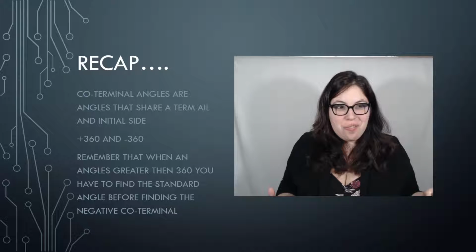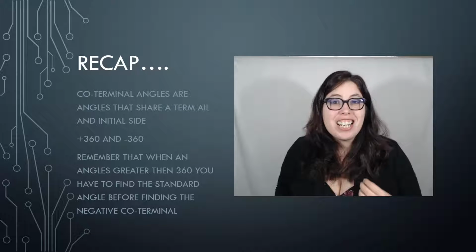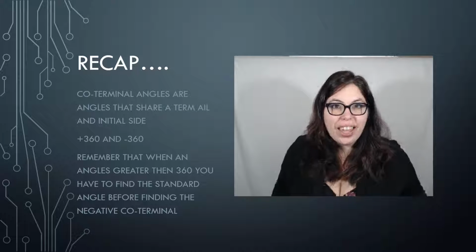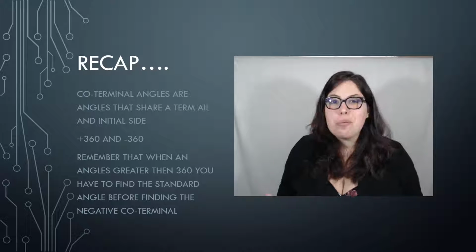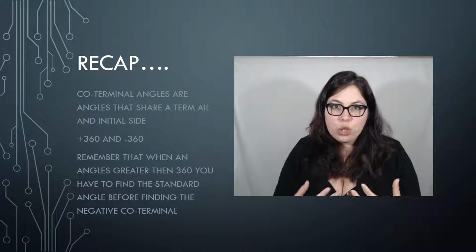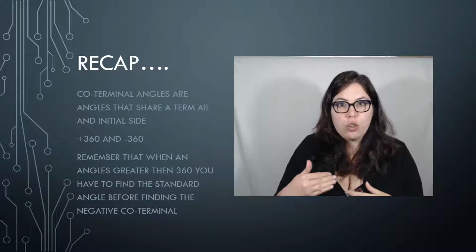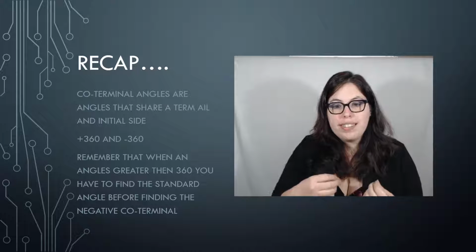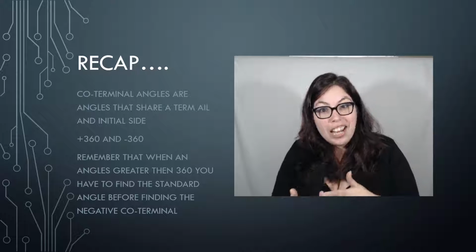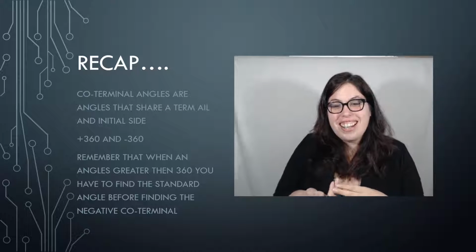Okay, so to recap, coterminal angles are angles that share a terminal side and an initial side. We can find the coterminal positive and negative angles by adding 360 and subtracting 360. But remember that if an angle is greater than 360 degrees, you have to find that standard angle. So keep subtracting 360 until it's below 360. And then you'll be able to find the negative coterminal angle by subtracting another 360.